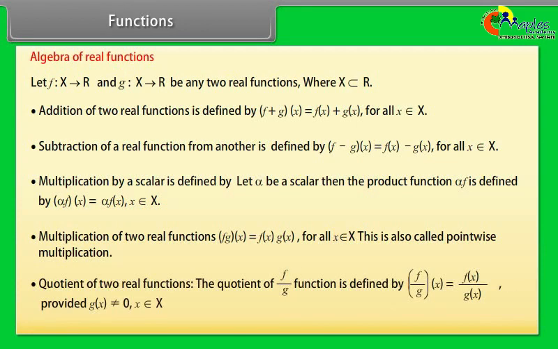Quotient of two real functions. The quotient of f by g function is defined by f by g of x is equal to f of x by g of x, provided g of x not equals to 0, x belongs to capital X.